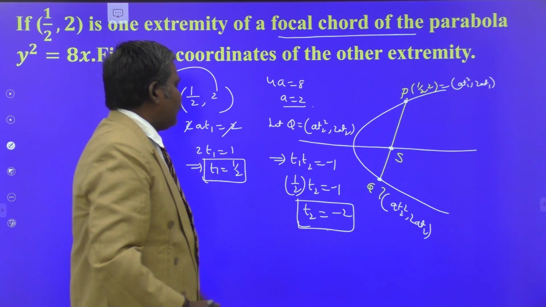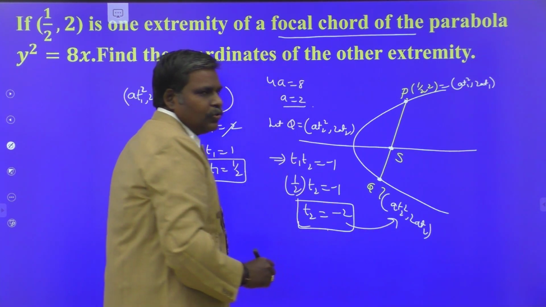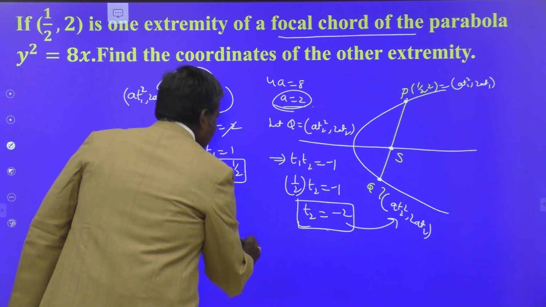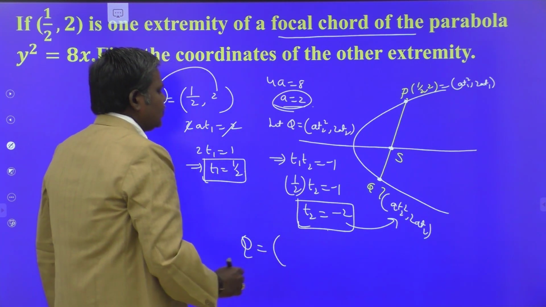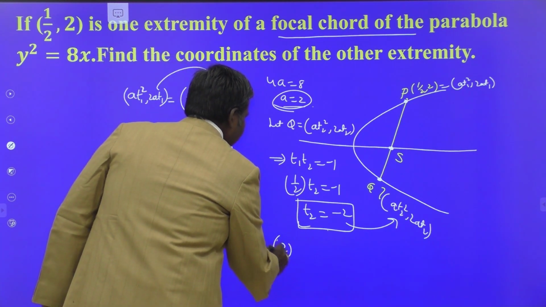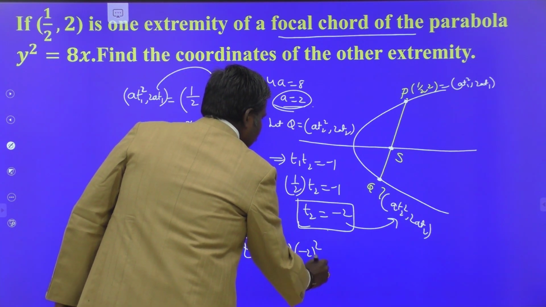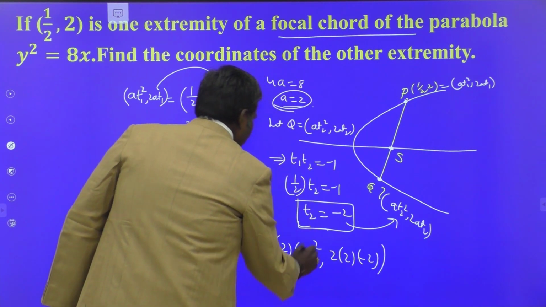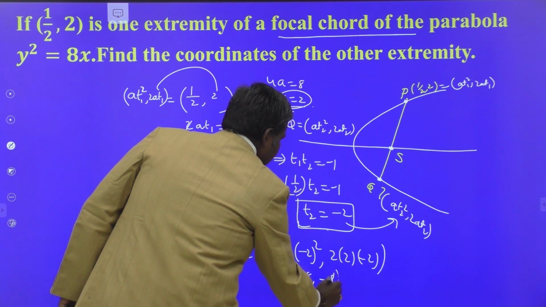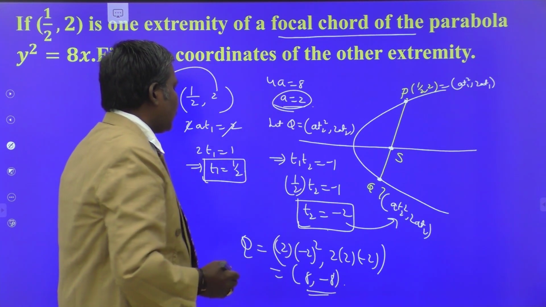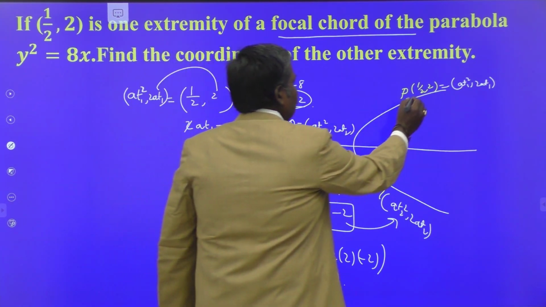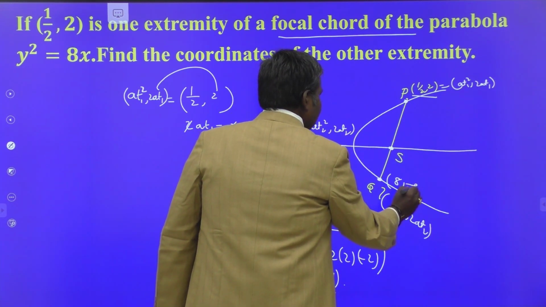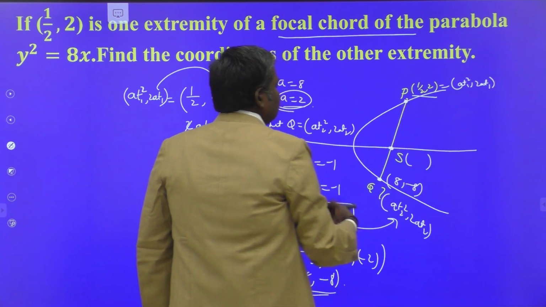So after getting the value of t2, can I get the coordinates of Q or not? Yes. What is your a value? a value is 2 and t2 is minus 2. You can obtain the coordinates of Q as a t2 square, that is 2 times minus 2 whole square, and 2a t2, that is 2 into 2 times minus 2. 4 2s are 8 and this is minus 8. So the other extremity is 8 comma minus 8. 1 by 2 comma 2 is one extremity of the focal chord. The other extremity is what, my dears? 8 comma minus 8. Its midpoint need not be the focus.